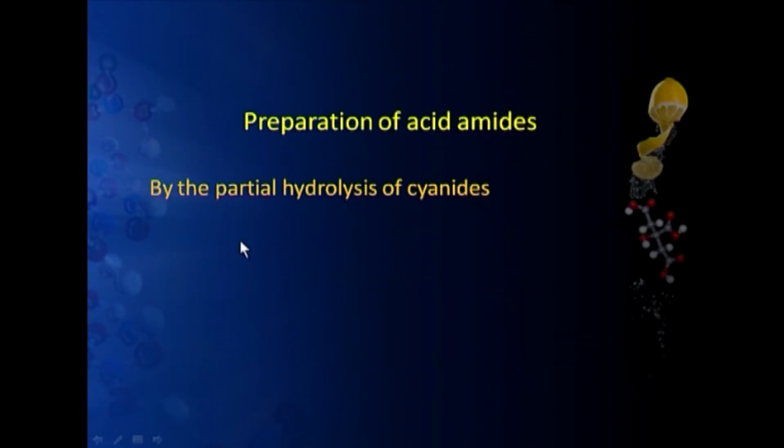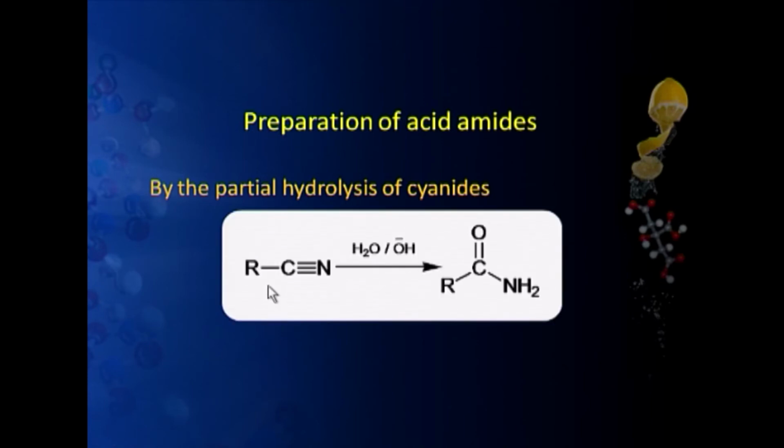Then they can be obtained by partial hydrolysis of cyanides. Cyanides are the compounds having a triple bond between carbon and nitrogen, and this CN is partially hydrolyzed to give amides. Complete hydrolysis will ultimately lead to the formation of carboxylic acids.